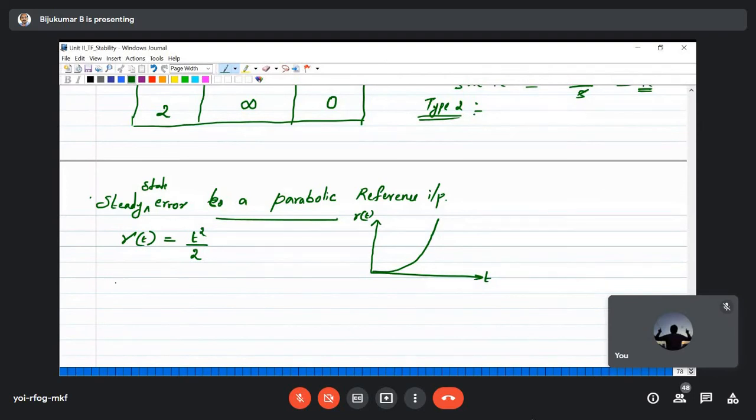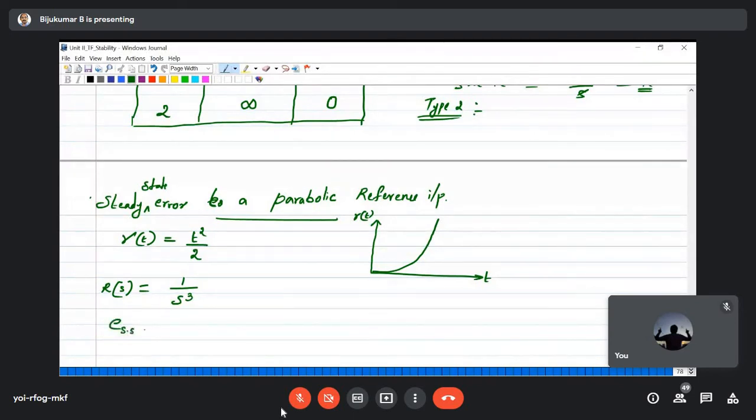Okay, so we will continue the same analysis. So in order to find the steady state error, we need R of s. So what is the Laplace transform of t square by 2? 1 by s square, sir. 1 by s square or s cube? 1 by s cube, sir. Yeah, fine.